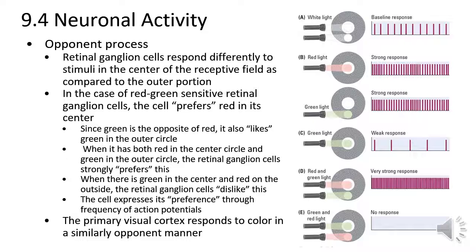When there's green light in the middle circle, it doesn't like this, and it gives a weak response, but it's still a weak response that's a little bit less than its baseline response. When there's red in the center and green on the outside, this is its absolute favorite, and it's a very, very strong response. There's strong contrast between these 2 colors. And then when there's green in the center and red on the outside, it does not like this, and there's no response.